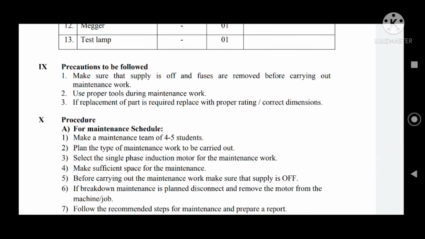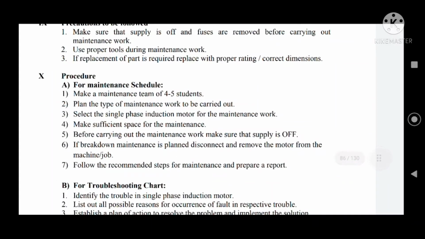Precautions to be followed. Make sure that supply is off and fuses are removed before carrying out maintenance work. Second, use proper tools during maintenance work. And third is, if replacement of part is required, replace with proper rating or correct dimensions.